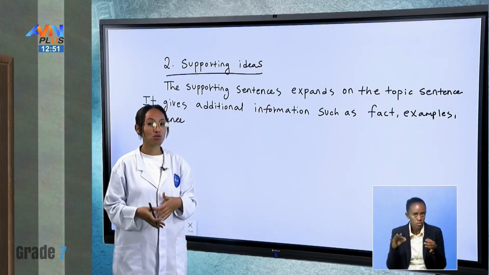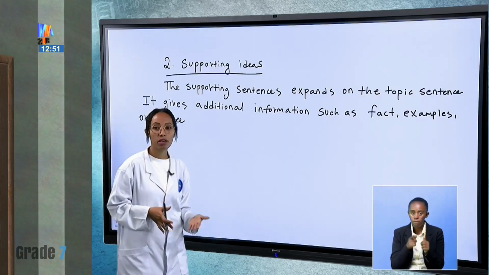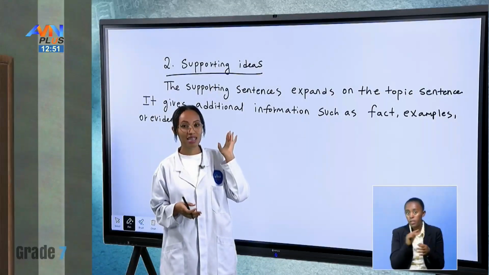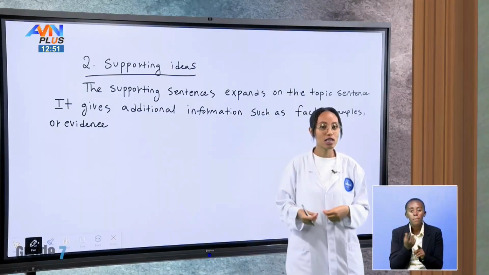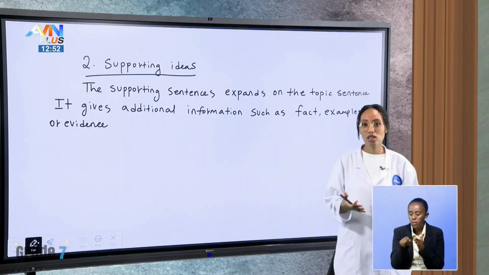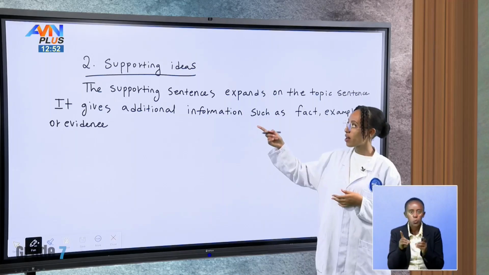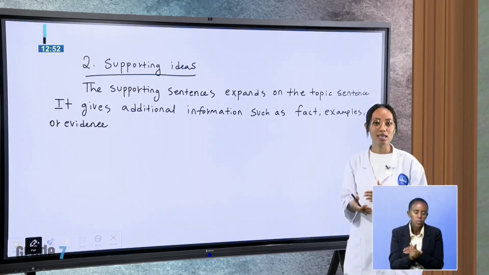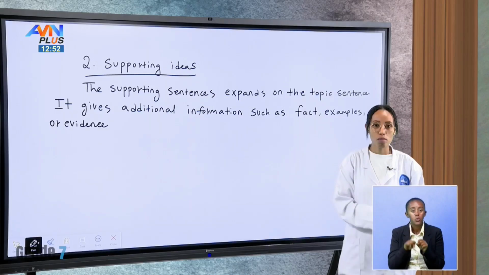Whenever we're trying to explain a topic sentence, we give facts, we give examples, we give evidence. So the supporting sentences are expressions or ideas taken from the writer's perspective or experience. What the writer experienced, what he or she saw or felt or did is the supporting sentence. That's where we see the idea of the topic sentence explained further in detail.